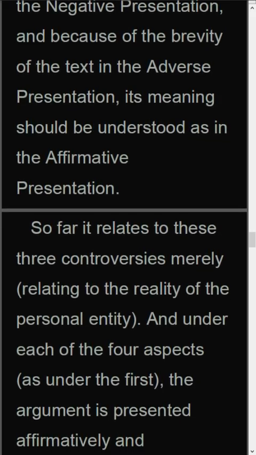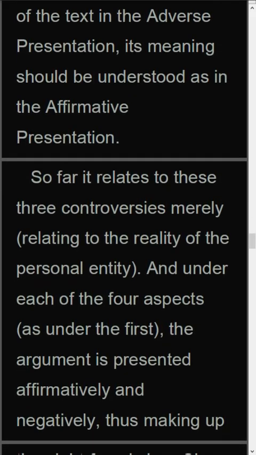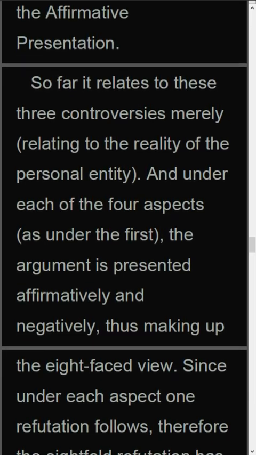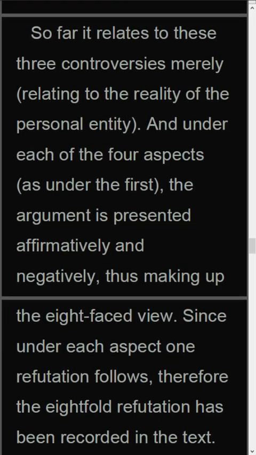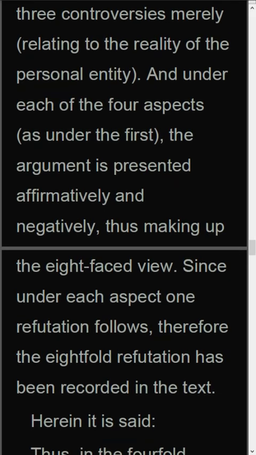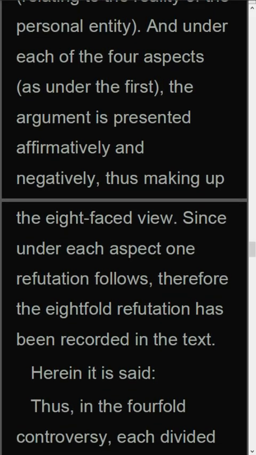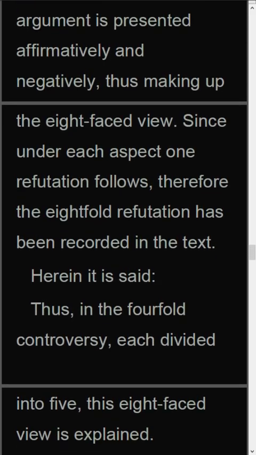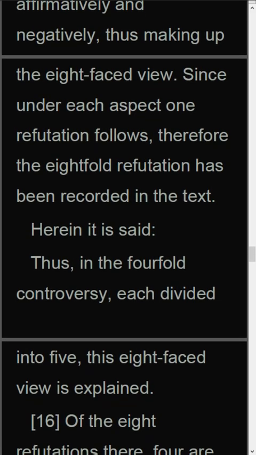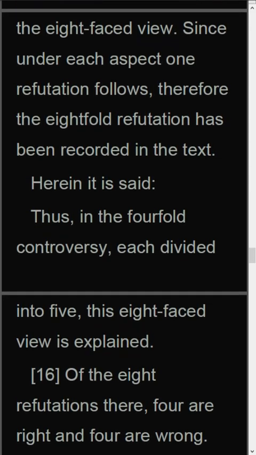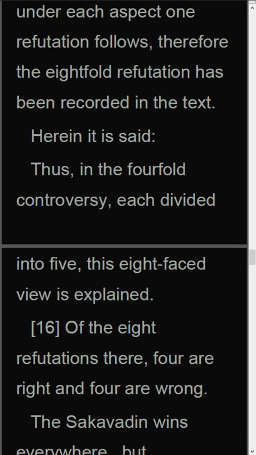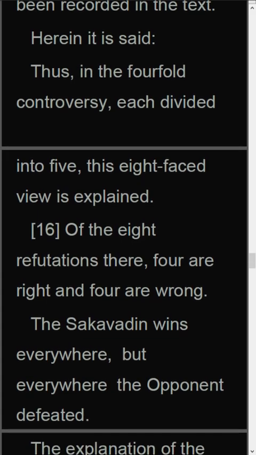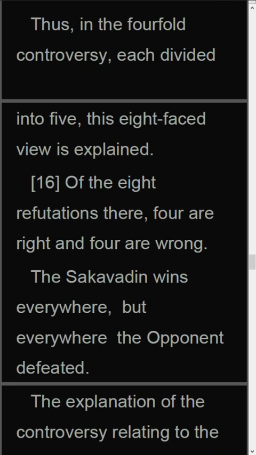So far it relates to these three controversies merely relating to the reality of the personal entity. And under each of the four aspects, as under the first, the argument is presented affirmatively and negatively, thus making up the eight-faced view. Since under each aspect one refutation follows, therefore the eightfold refutation has been recorded in the text. Herein it is said.